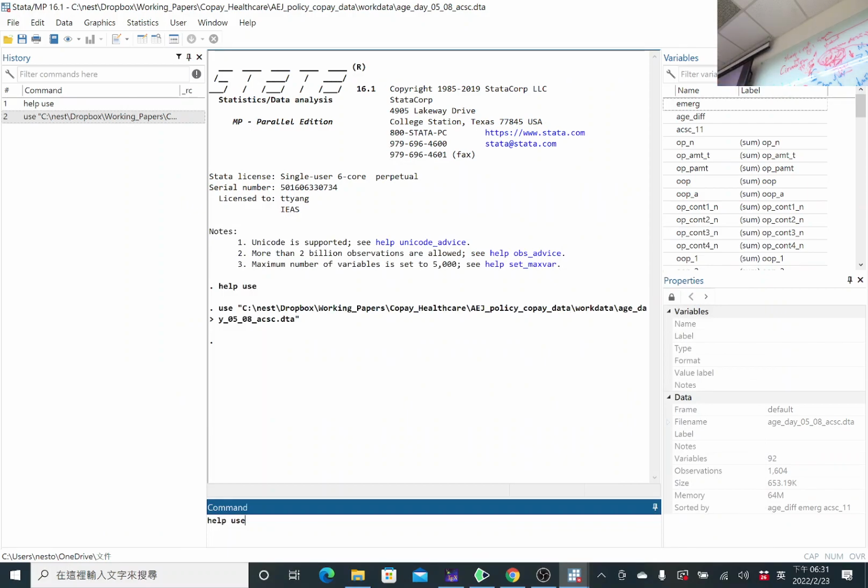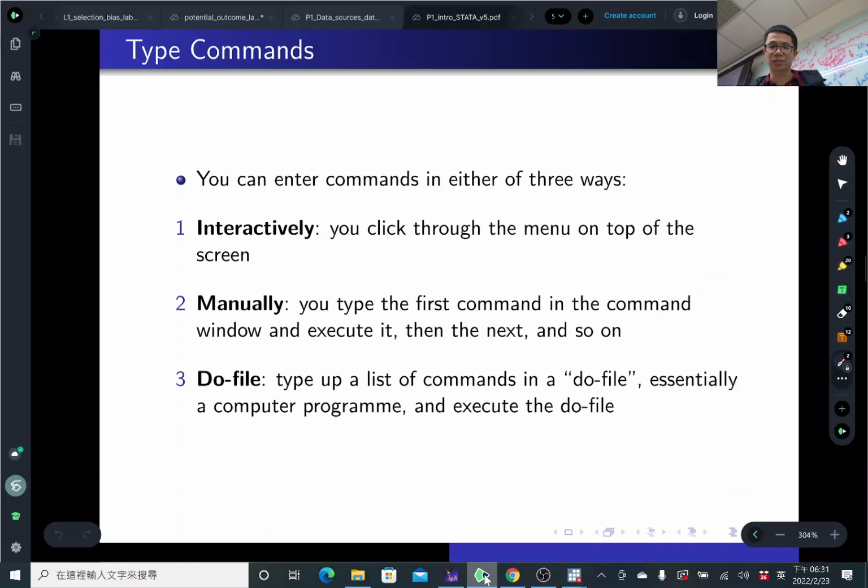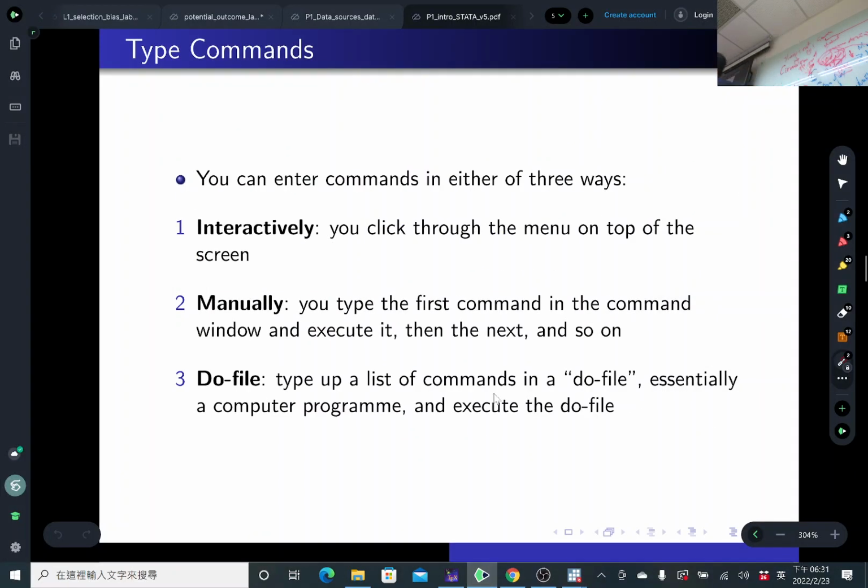Another way to type your command is in the command window, that is here. But each time you just type one line, one command, and it shows the result. It's also not very efficient. So the thing I would suggest is using the do file. You type every command you want to implement in that file and store it, and next time you can run the same command lines again and again. You just do it once, and next time you just run it.